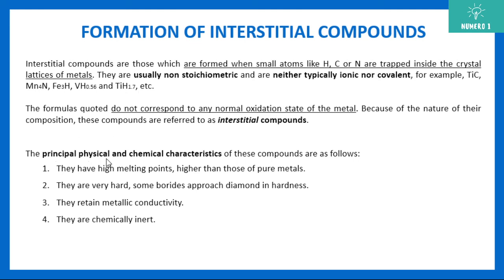Now, the principal physical and chemical characteristics of such compounds are that they have high melting points, higher than those of pure metals. They are very hard. Some borides approach diamond in hardness. Note that diamond is the hardest substance known to man naturally. Then they retain metallic conductivity, and they are chemically inert. So these are some of the characteristic properties.